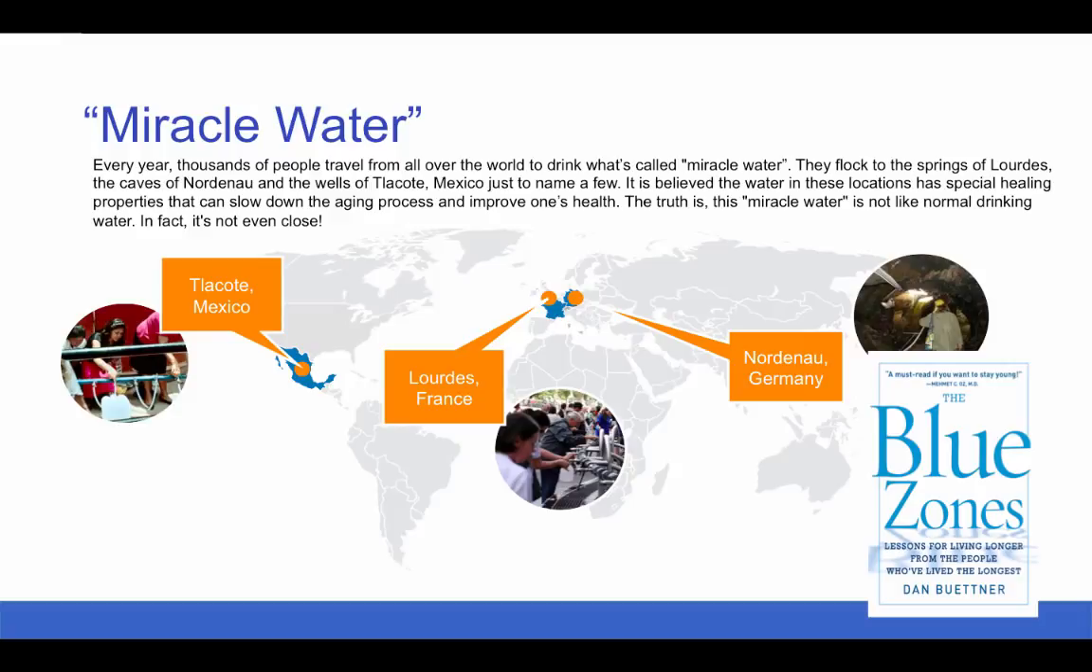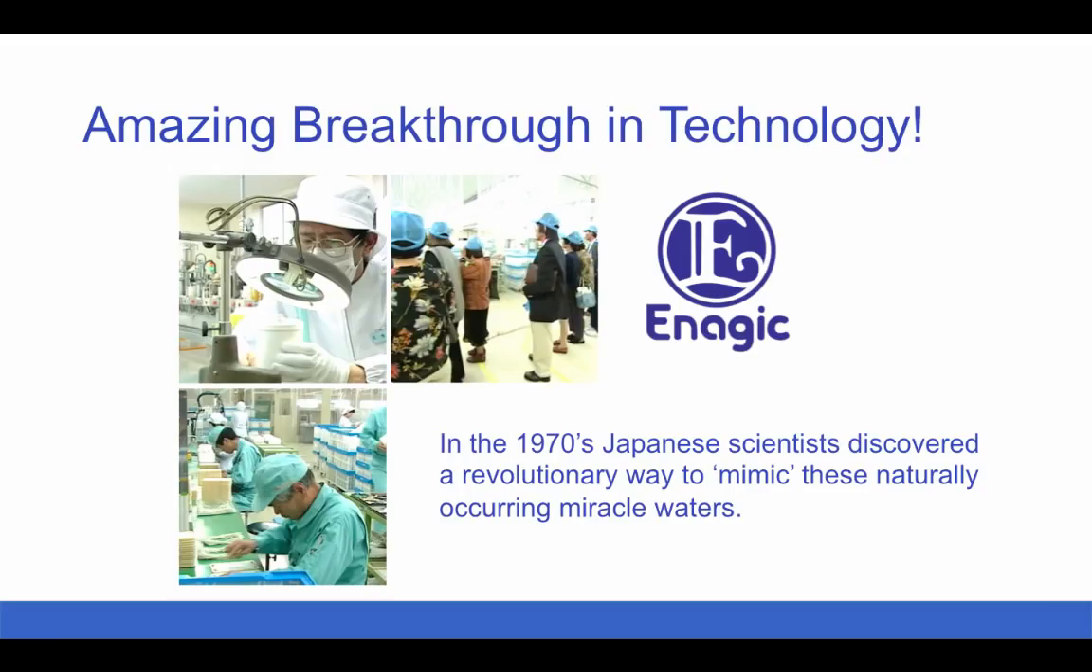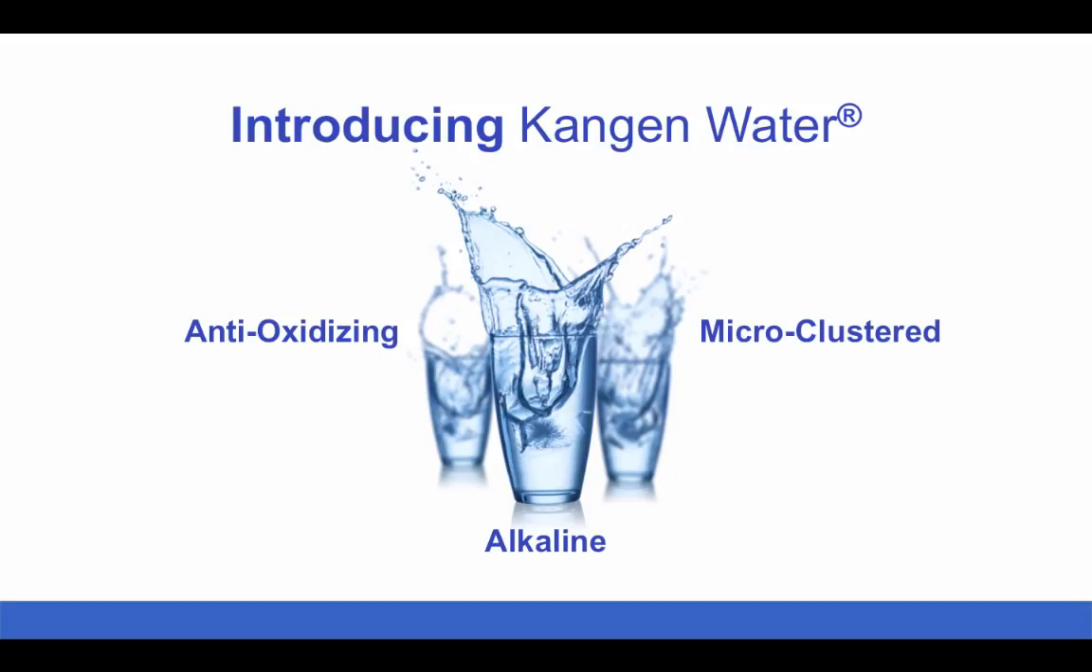Okay, so anyhow, we talk about miracle water, and then we get to the next screen, which I think is really the beginning of Enagic. Here we see that there was amazing technology discovered in the 70s. There you see a picture of some Japanese employees for Enagic putting together a filter. They're on the assembly line, and it talks about the history of Enagic and how it all started. So there we have the first two slides, and then of course introducing Kangen water.